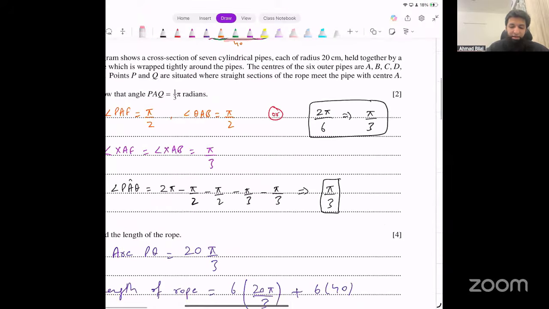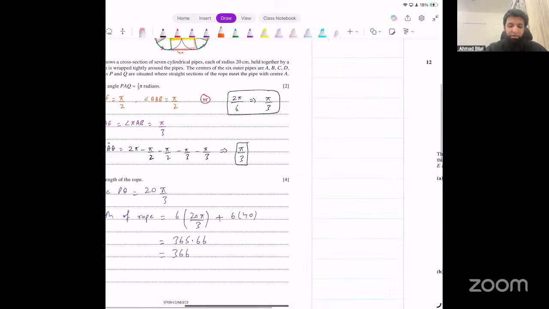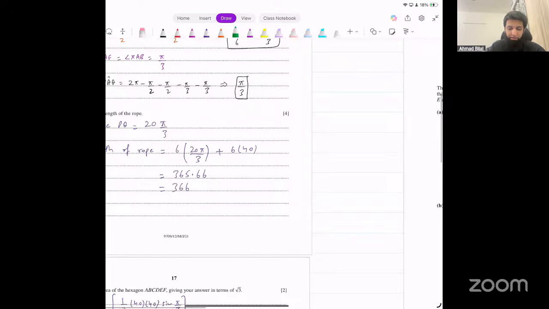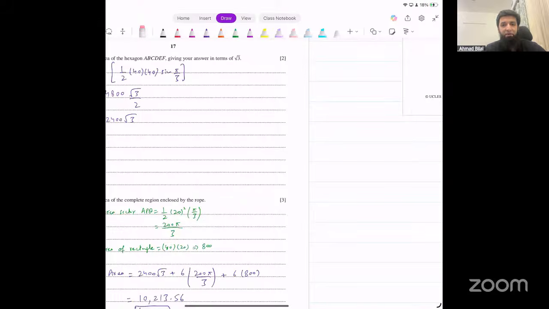The reason they did not ask you to find PAQ and instead say show that PAQ is pi over 3 is because the examiner also acknowledges this is a relatively tricky part. If you are not able to do it, the examiner still wants you to attempt the rest of the parts based on that. So if you know this angle is pi over 3, you can just take that value and use it in the next parts. And the next parts are easy marks. You see, this is 4 marks. Just had to do this. Then you have 5 more marks after that.